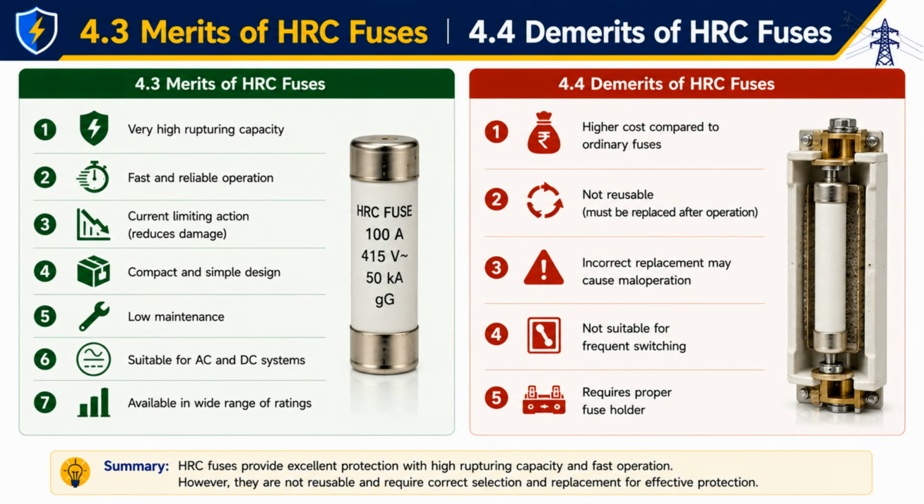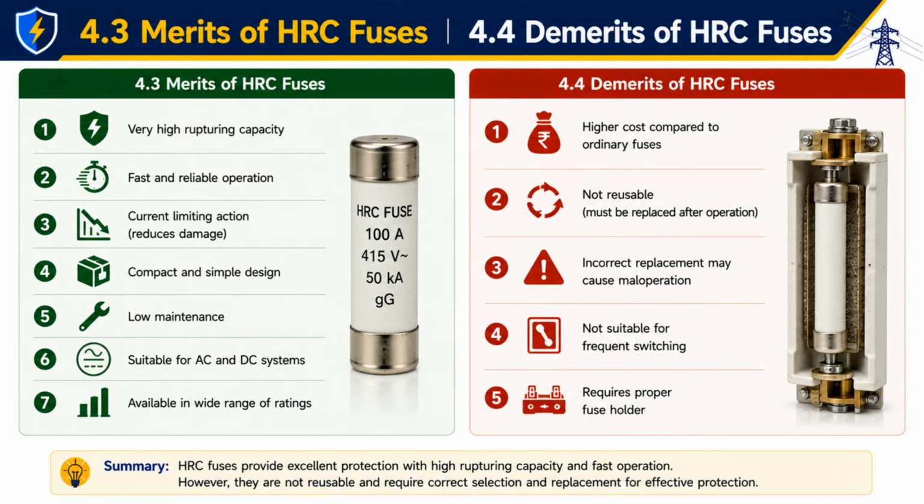Now let's discuss the advantages and disadvantages of HRC fuses. First, the merits of HRC fuses. They have a very high rupturing capacity, so they can safely interrupt large fault currents. They operate quickly and reliably, reducing damage during faults. They provide current-limiting action, protecting equipment from excessive fault energy. They have a compact and simple design.